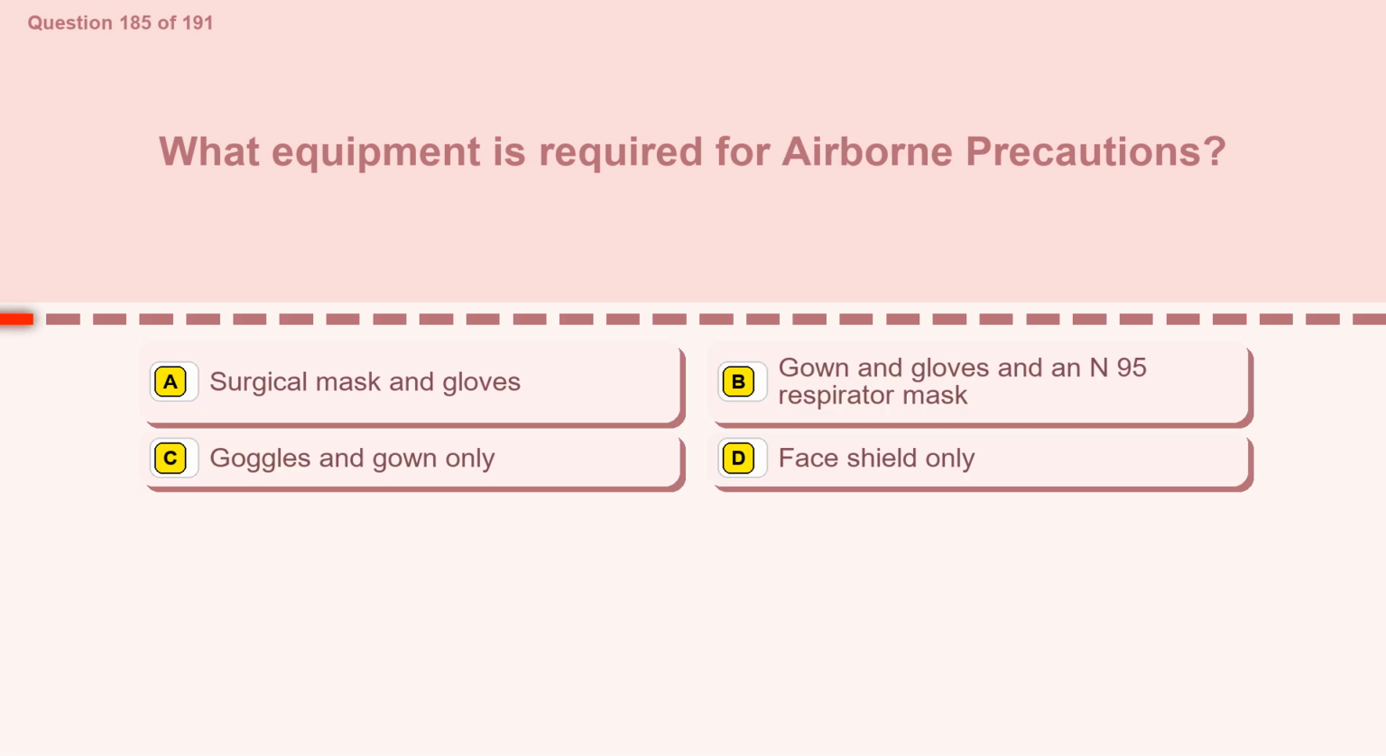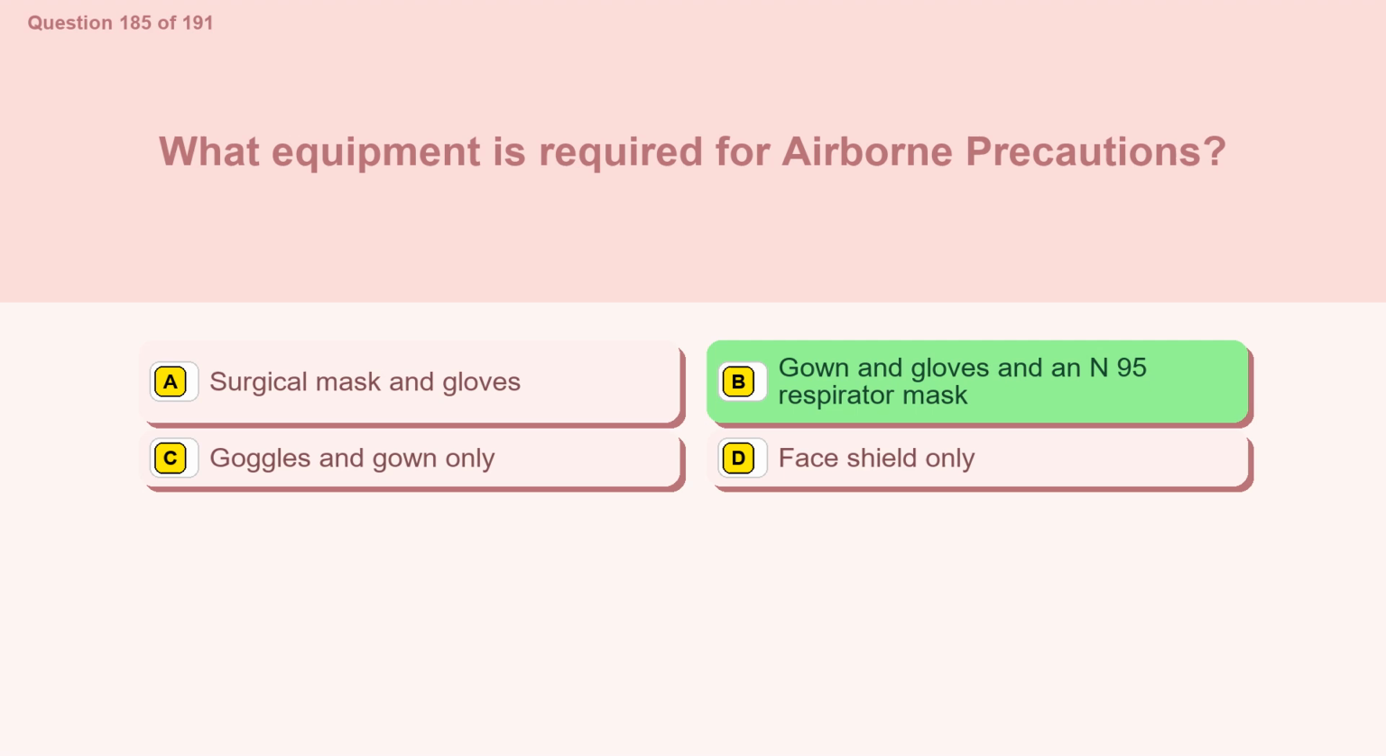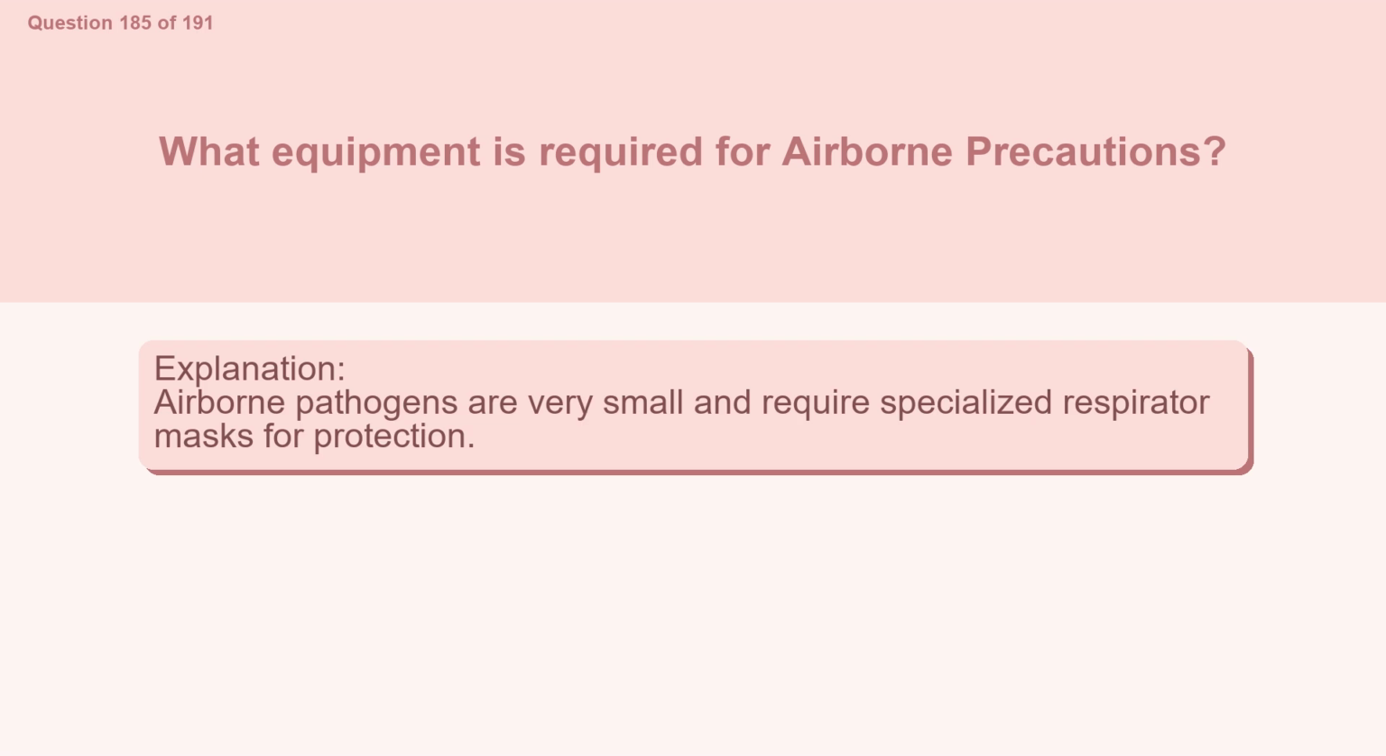Question 185. What equipment is required for airborne precautions? Option A, surgical mask and gloves. Option B, gown and gloves and an N95 respirator mask. Option C, goggles and gown only. Option D, a face shield only. The correct answer is option B, gown and gloves and an N95 respirator mask. Airborne pathogens are very small and require specialized respirator masks for protection.